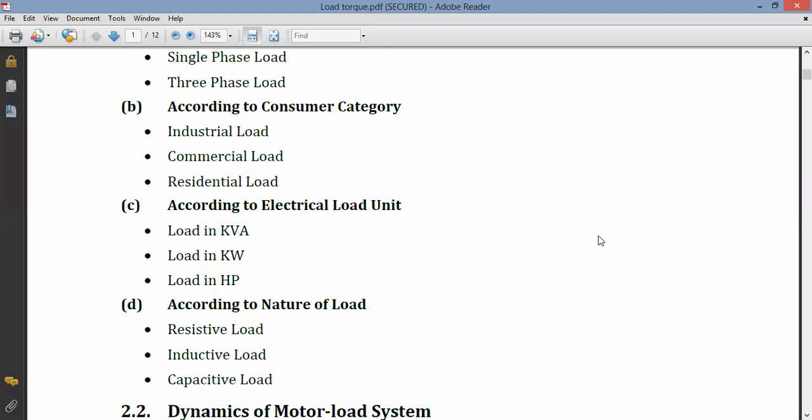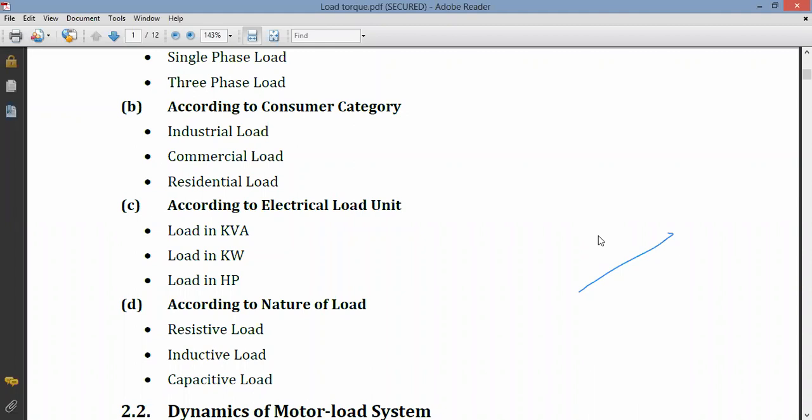You all know what will happen in case of a single phase. In a single phase, there is one line and one neutral. So the voltage between line and neutral is called the phase voltage. And at that time, the current will flow. That current is basically called the phase current.